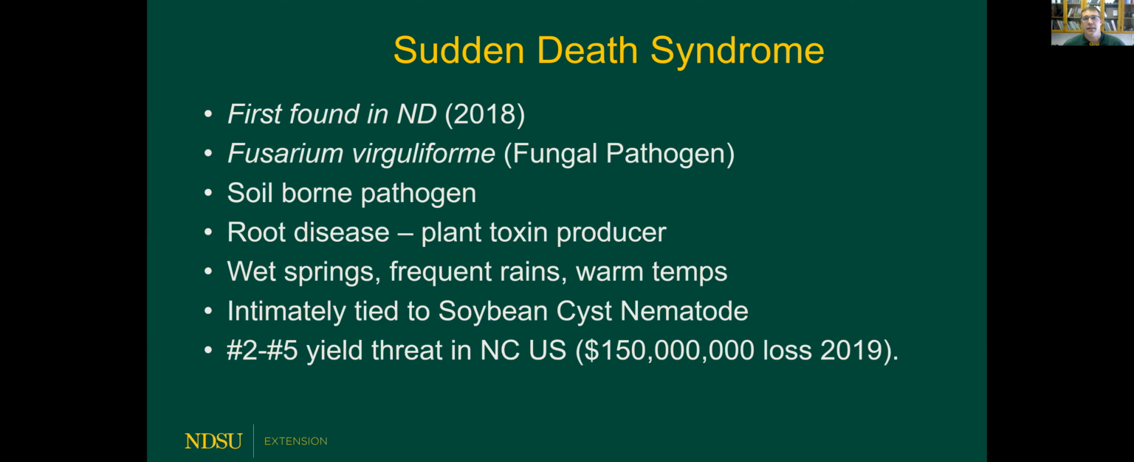That's part of the reason it's called sudden death syndrome, because of the symptoms and how they appear. It's favored by wet springs, frequent rains, and warm temps, which we've had, at least the warm temps. It's intimately tied to SCN, and depending on where you're at or the year, it's probably the number 2 to number 5 yield threat in the north central US. That's not North Dakota yet, but just to let you know, this is a big deal.